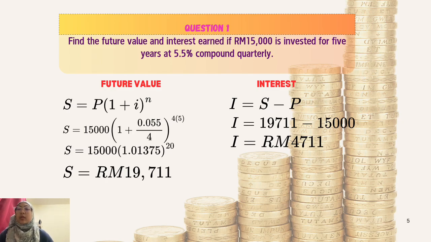After that, we have to find the interest. For the interest, we use the formula I equals S minus P. S is 19,711 minus 15,000.